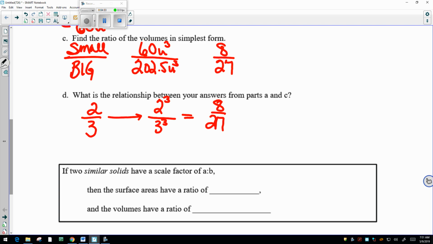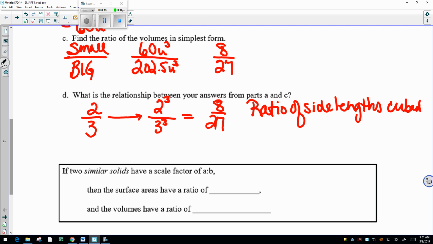So it looks like if we take the ratio of our side lengths, and they are cubed, that is going to equal the ratio of the volumes.